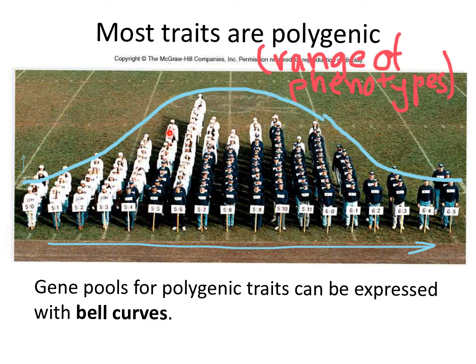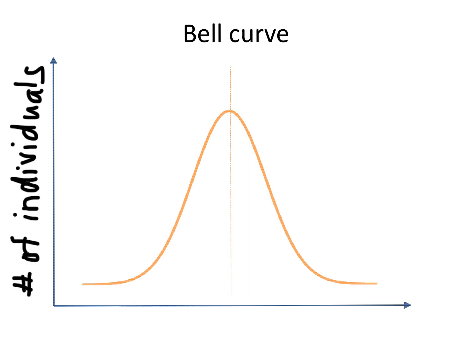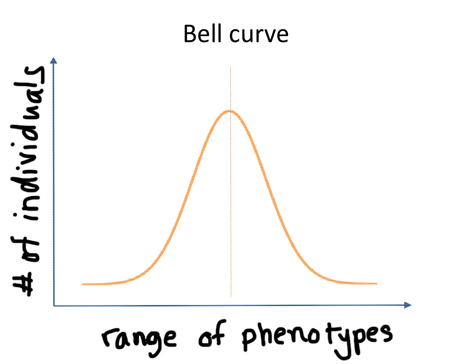Though it's not actually perfectly that smooth, it's more common to have an average height than it is to have a height on either extreme. So biologists often use these bell-shaped curves to represent populations, always with the same axes. Number of individuals on the y-axis, and the range of phenotypes on the x. In the height example, that would be people of the smallest sizes to people of the largest sizes in a range. Now this bell curve is supposed to represent the gene pool of a population.